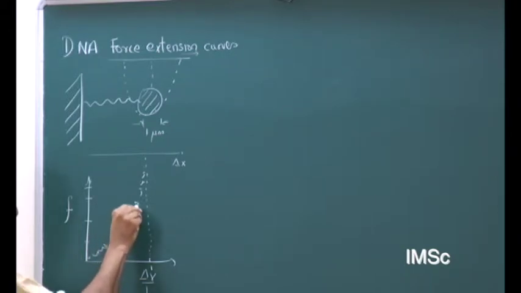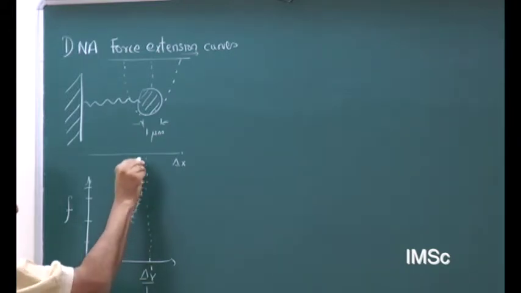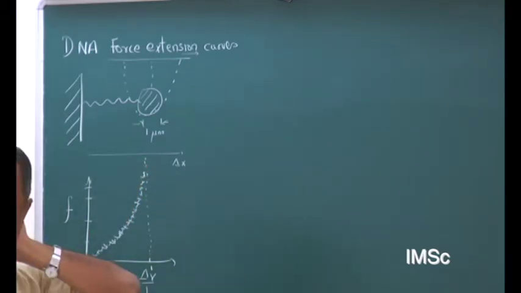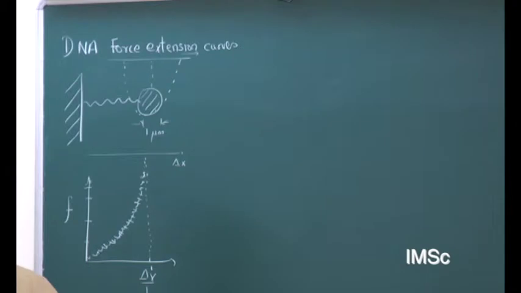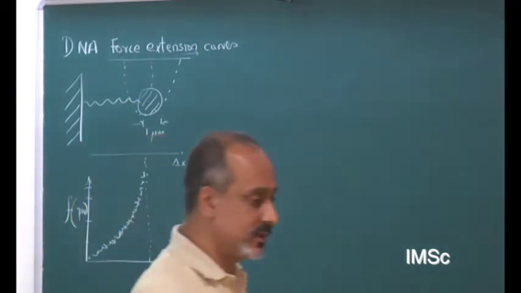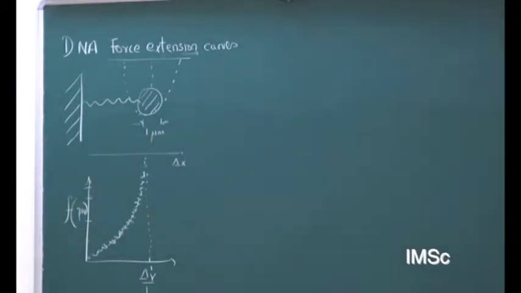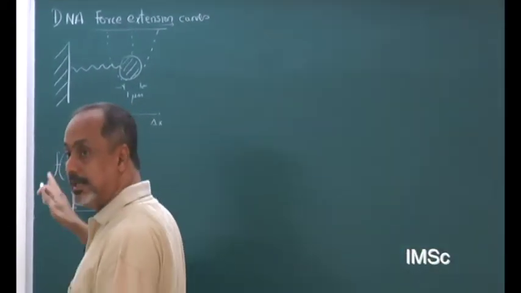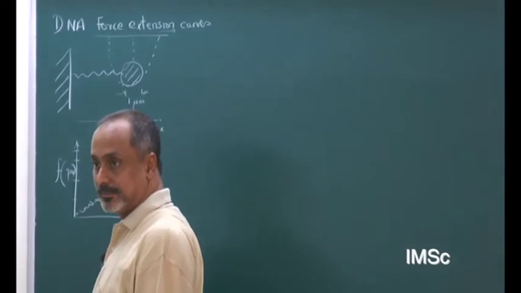So I think I will probably give you a handout with the shape of this curve better illustrated. All you need to remember is that this is F, typically in piconewtons, and this is delta x by L, which is dimensionless. And what we wanted to do was try and understand the mechanics of DNA by trying to interpret the meaning of these force extension curves.